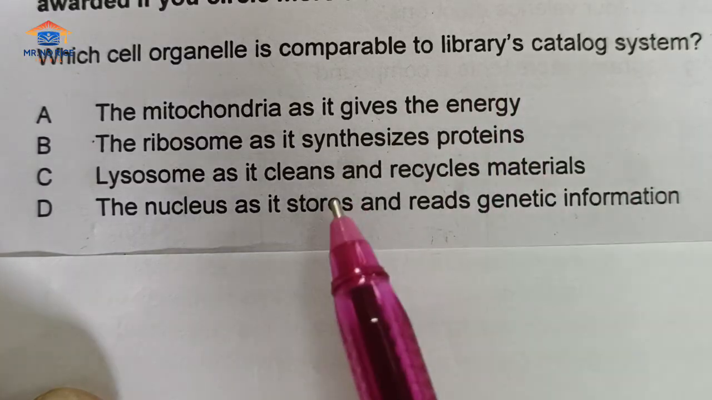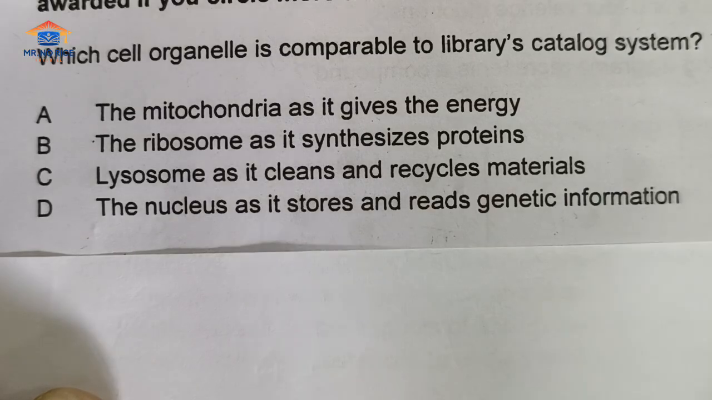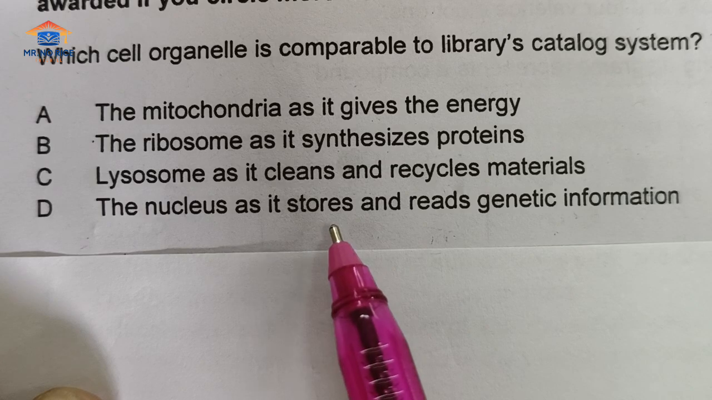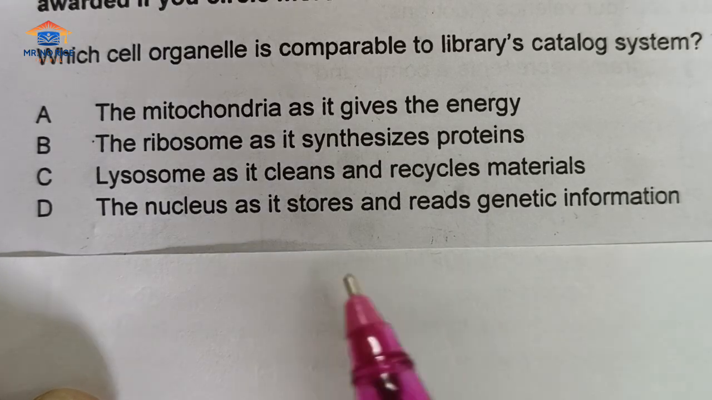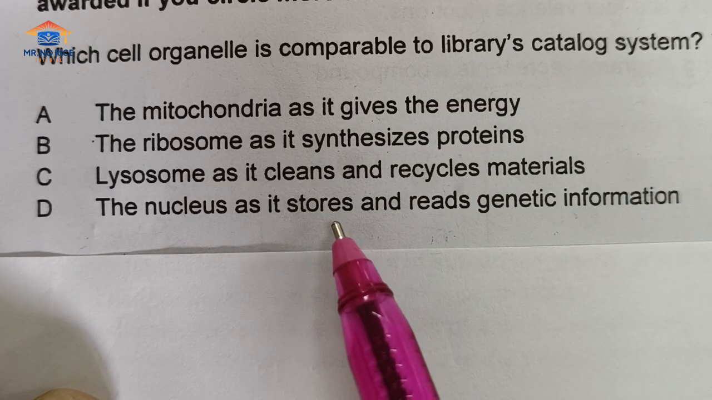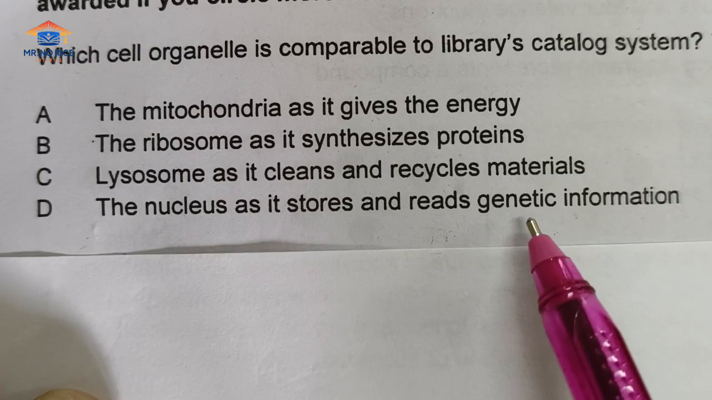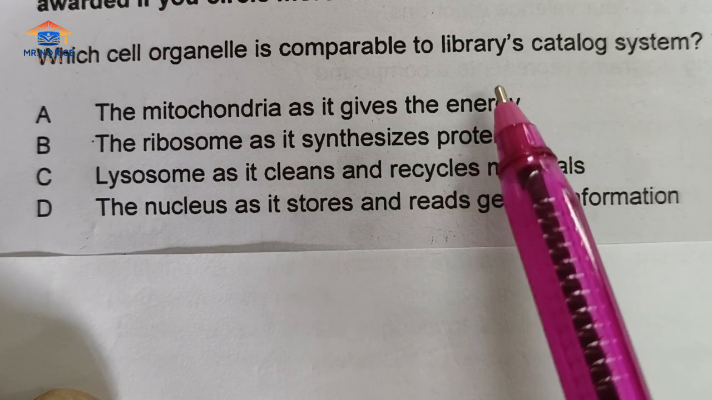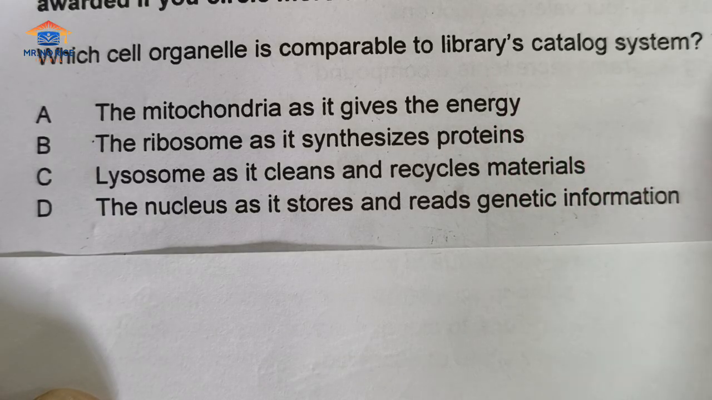So library catalog system will basically store the information about the library books so that students can easily locate the information about the library books. Similarly, because the nucleus is the control center of the cell, the nucleus will store the information and read the genetic information about the genes and all. Like the students are able to locate library books from the catalog system.